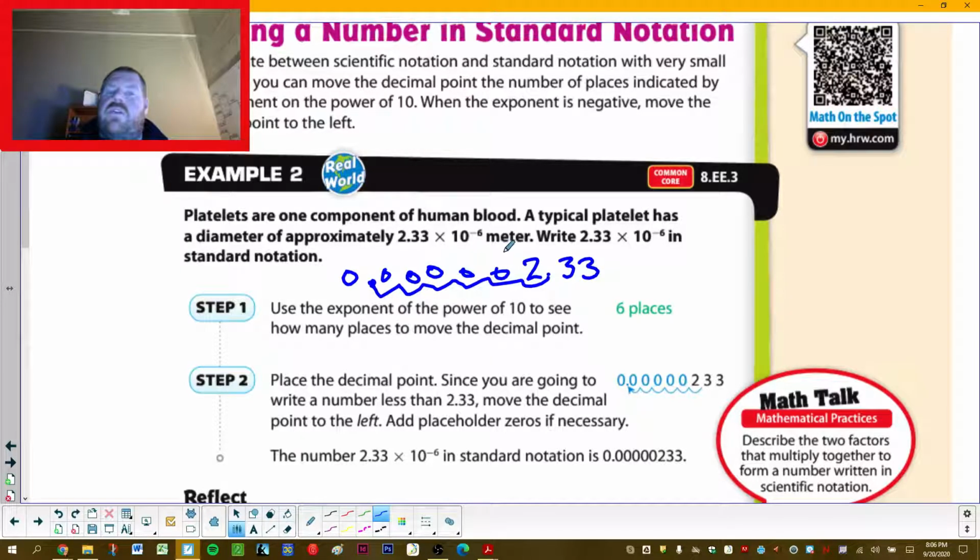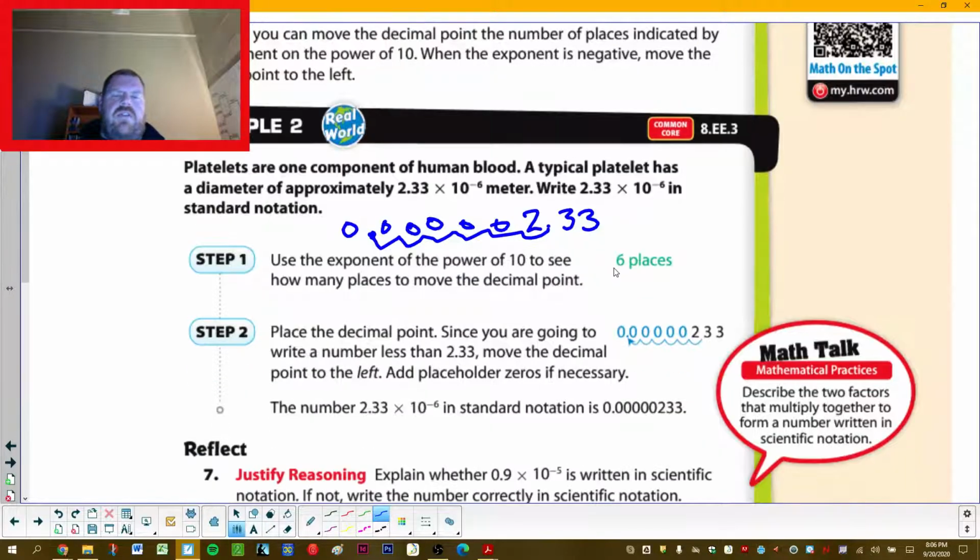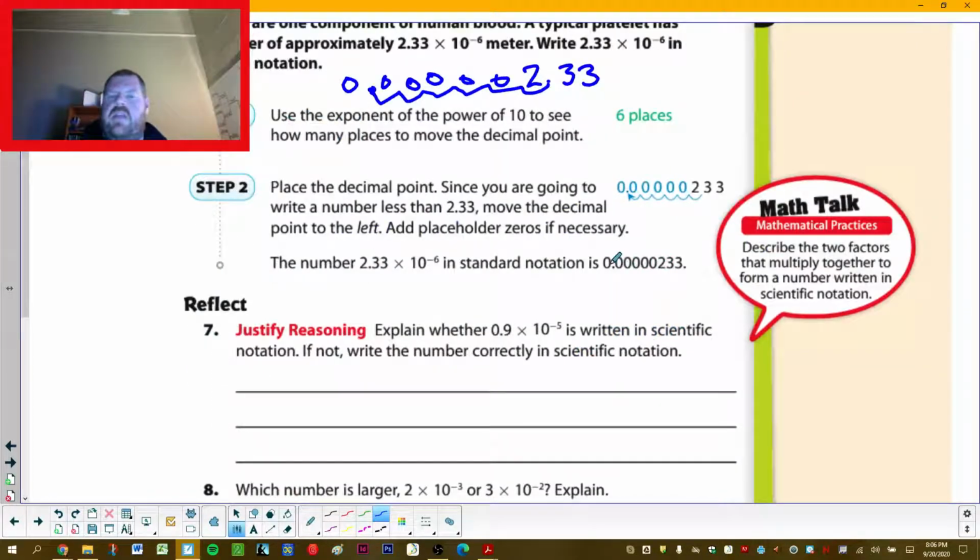But another strategy that you can use here, since I want to move it six times to the left, I know that I'm moving it once past the non-zero number. And so then there's 1 minus 6 zeros here. Sorry, 6 minus 1. Probably say it that way. So there's 5 zeros here. That's another way, kind of a strategy to make life a little bit easier.